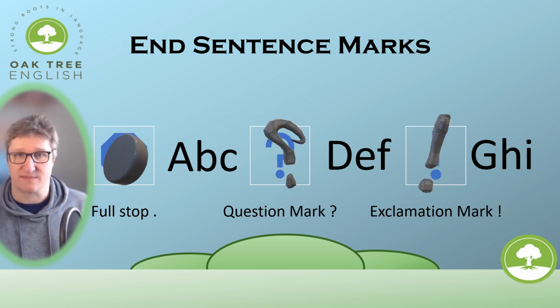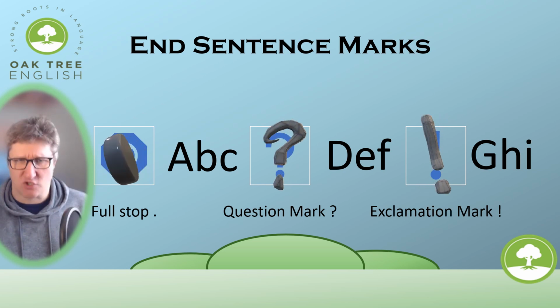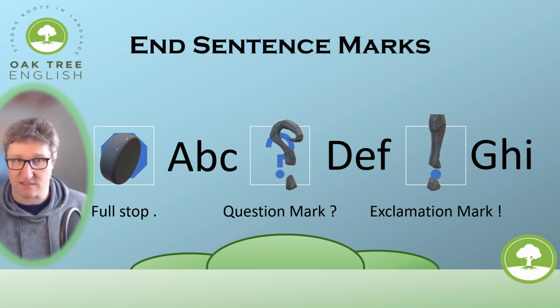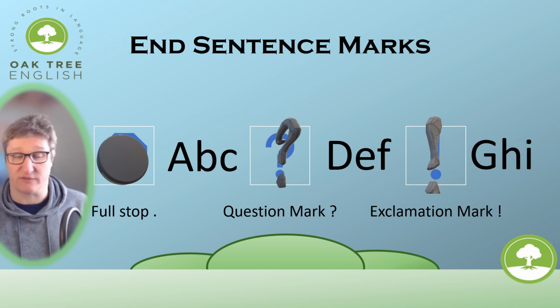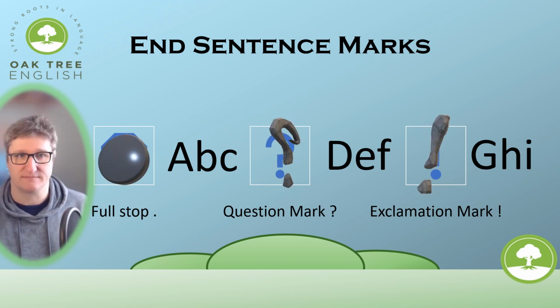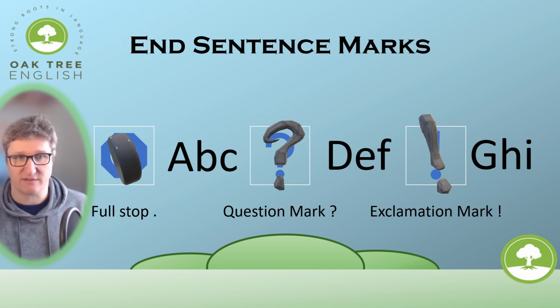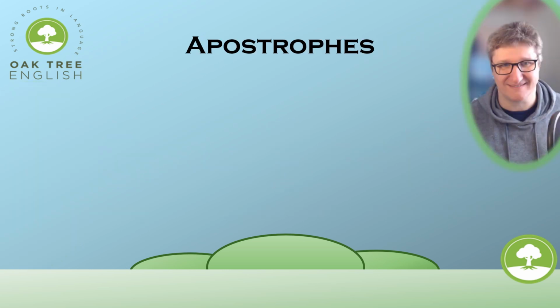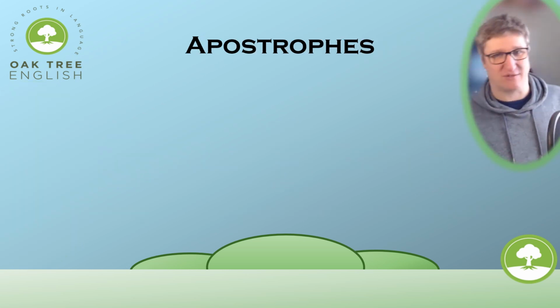Those are end sentence marks. Commas are not strong enough to end a sentence. Even semicolons are not strong enough to end a sentence. Only an end sentence mark. You want to talk about something else? Well, all right then. Let's talk about apostrophes.